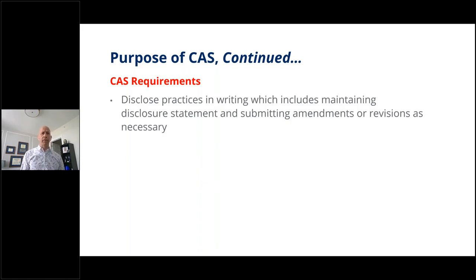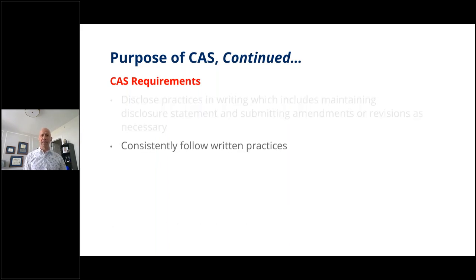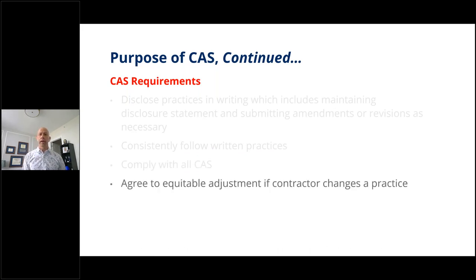Part of the requirements of CAS, again, are that the contractors disclose their practices in writing, which means maintaining a written disclosure statement and submitting amendments or revisions as necessary to that. That they consistently follow all of those written policies, that they comply with all CAS when they are required to comply with all CAS. There are some exceptions to that. And that they agree to an equitable adjustment if the contractor changes a practice. So that is something that does happen over time.